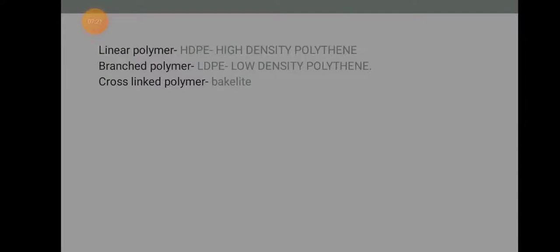This type of question came previously in CSIR. Okay, so this is also important. Note down all these things.